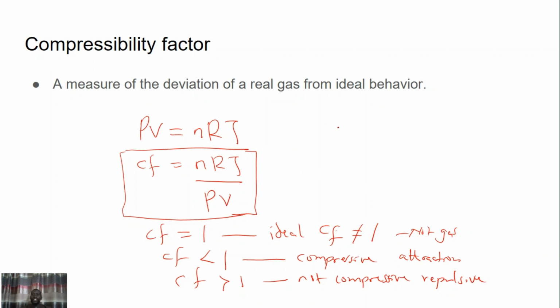The graph of the compressibility factor for an ideal gas, when plotted against the pressure at a given temperature, is usually a straight line, and it usually intercepts the compressibility factor axis at 1. The real gas, actually, their curve is usually like this.